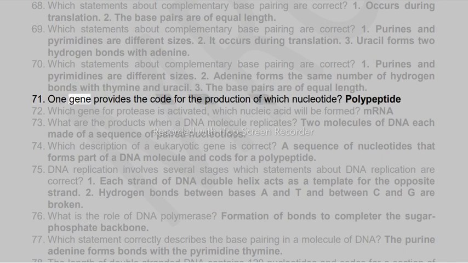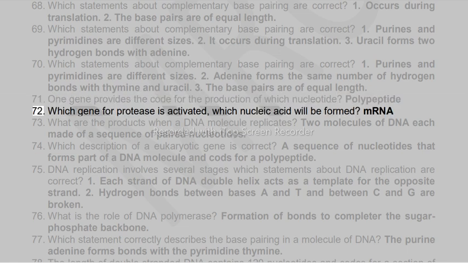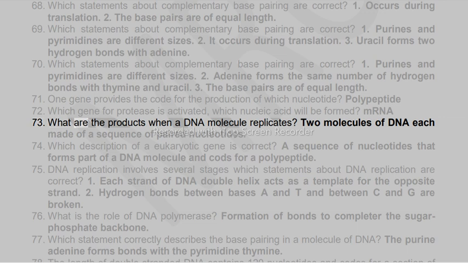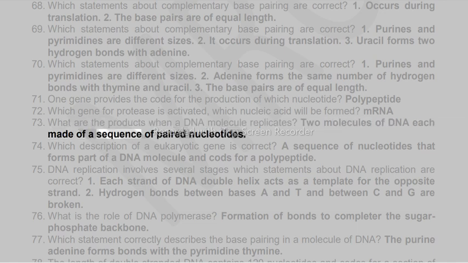71. One gene provides the code for the production of which nucleotide? Polypeptide. 72. Which gene for protease is activated, which nucleic acid will be formed? mRNA. 73. What are the products when a DNA molecule replicates? Two molecules of DNA each made of a sequence of paired nucleotides.